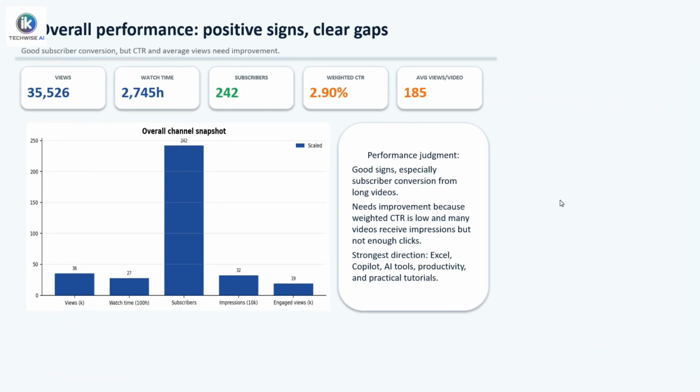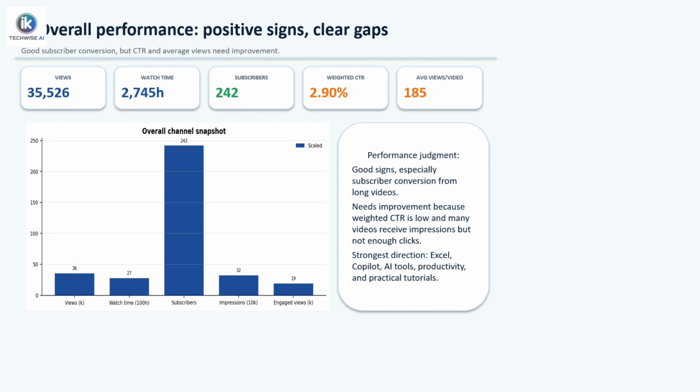The channel shows positive signs of 35,522 views, 2,745 hours of watch time, and 242 subscriber gain. But the weighted CTR, which is click-through ratio, is only 2.90, and the average views per video are 185. This tells us the biggest improvement area is packaging.